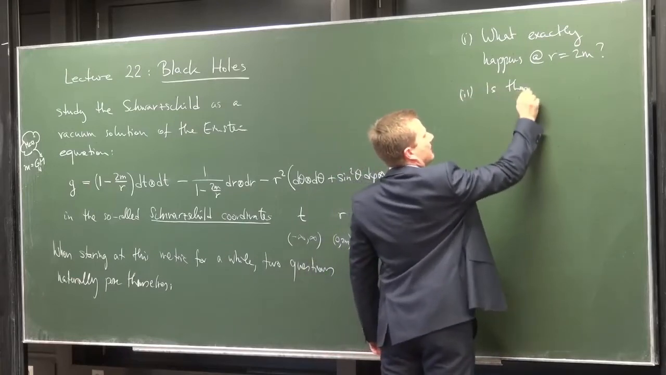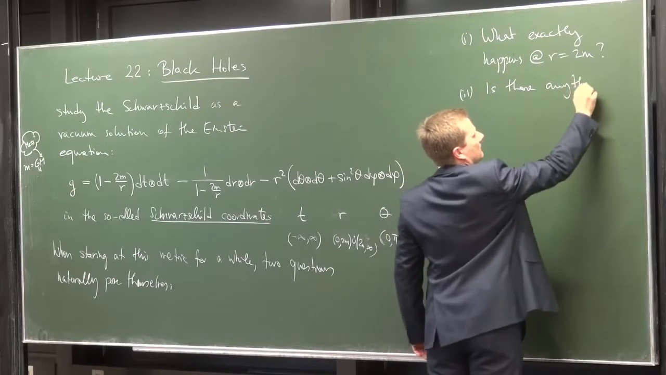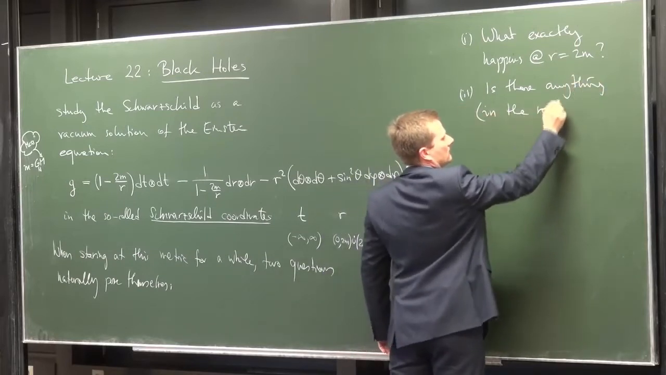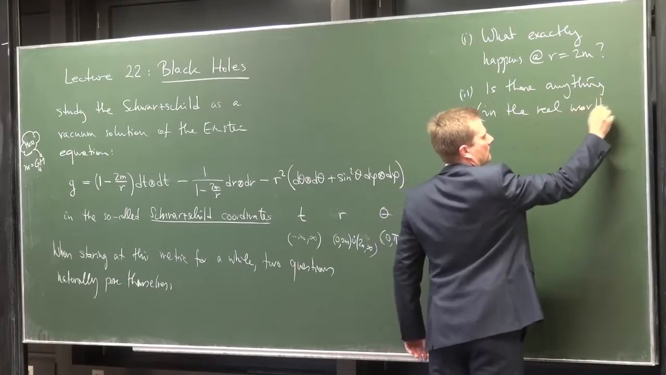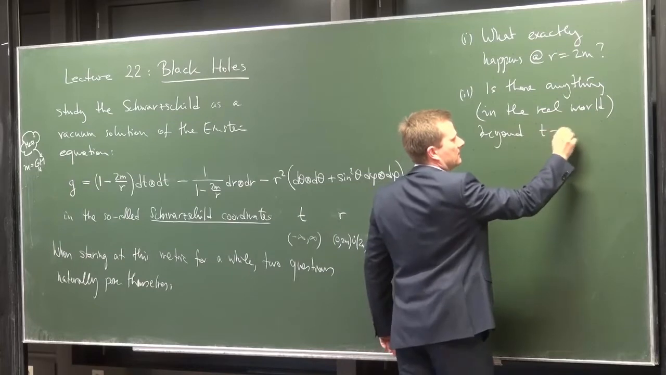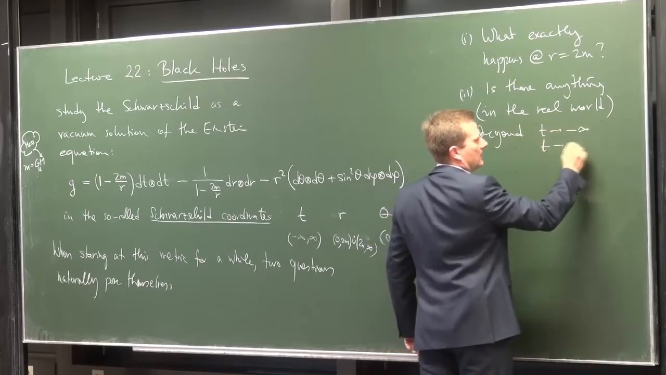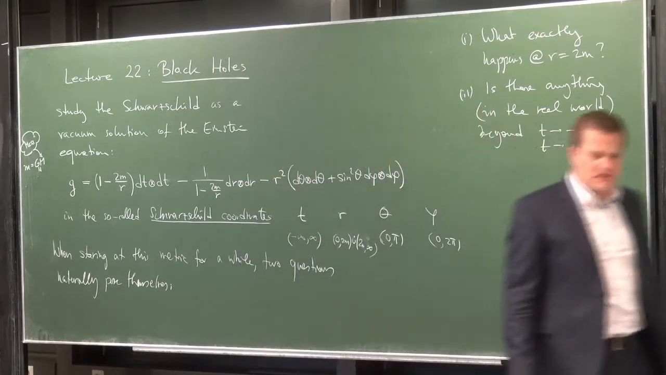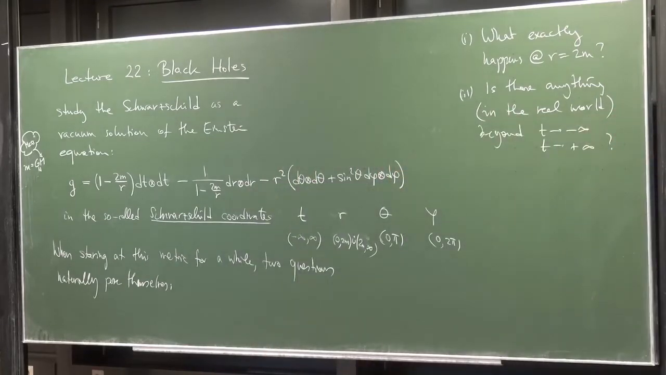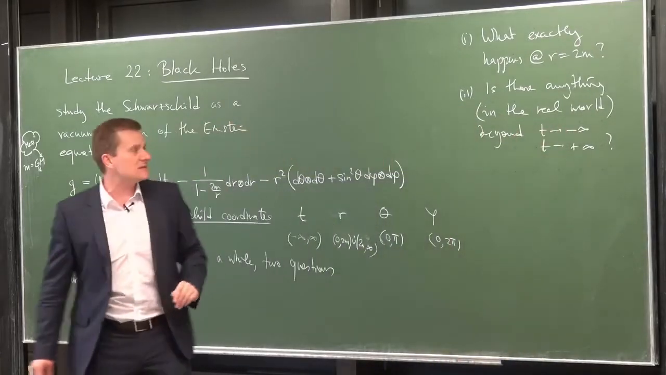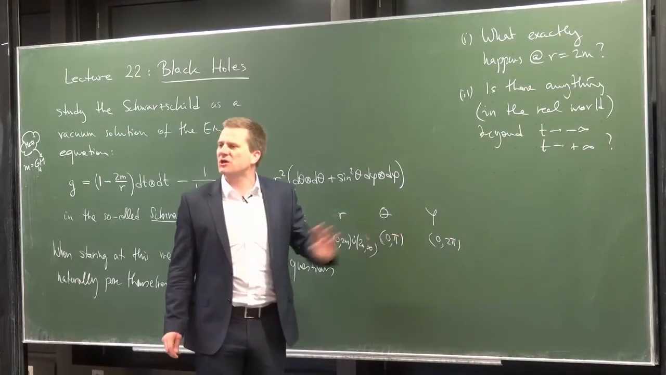Second, is there anything in the real world beyond t minus infinity and t plus infinity? And that may sound like a very silly question, but in fact it isn't. Because you say, well, what could be beyond infinity? Don't be ridiculous. Remember, this is just a chart.